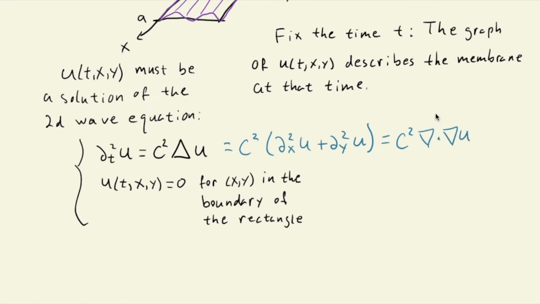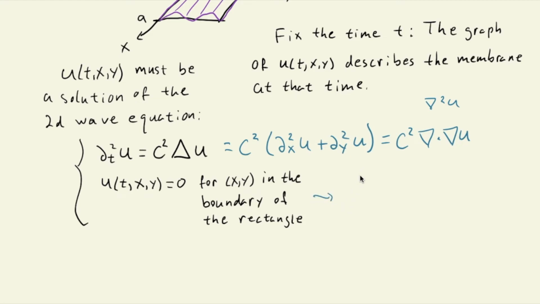So sometimes they write it as this symbol, which is called nabla. They write it as nabla squared sometimes. It's the same thing. Anyway, and (x, y) in the boundary of the rectangle, what does this mean? What are the points in the boundary? Let me be very specific.